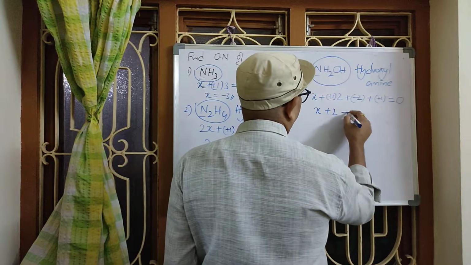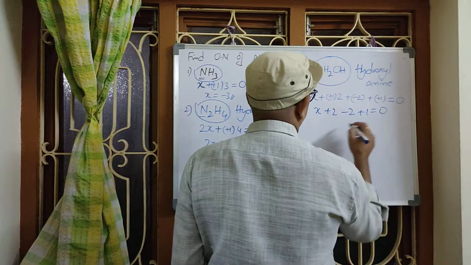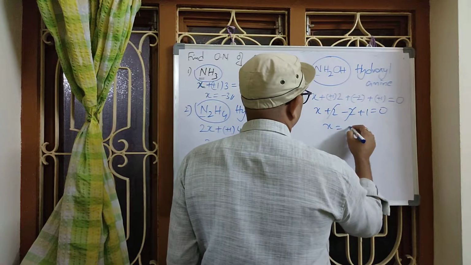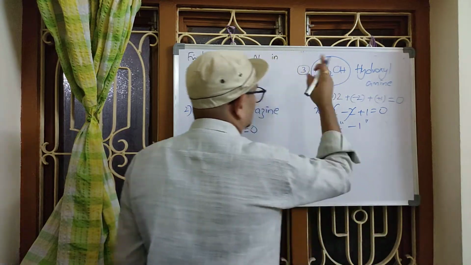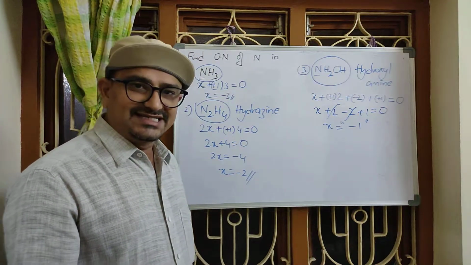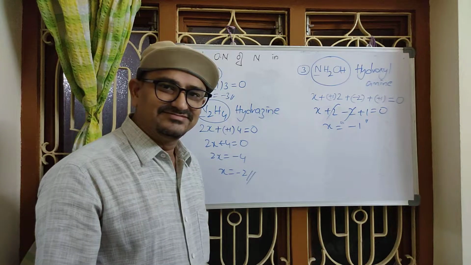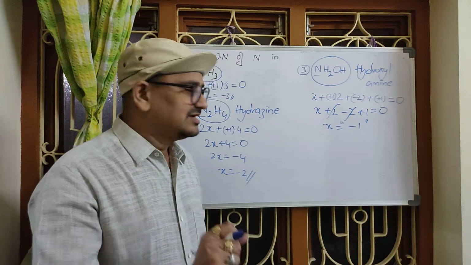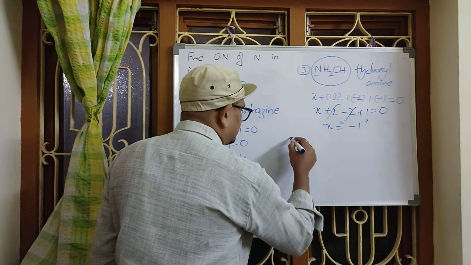Now find the value of X. X plus 2 minus 2 plus 1 equals 0. X equals minus 1. So in this particular example, the oxidation number of nitrogen is minus 1. Have you followed?